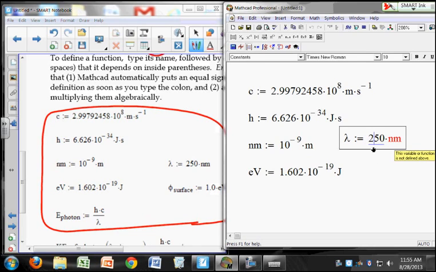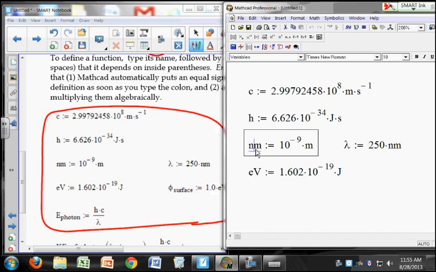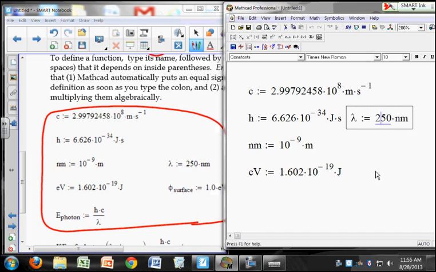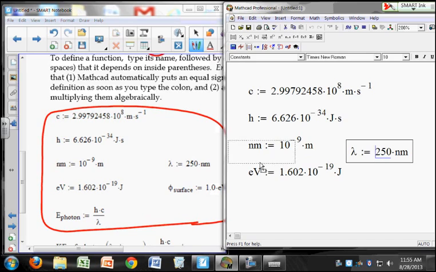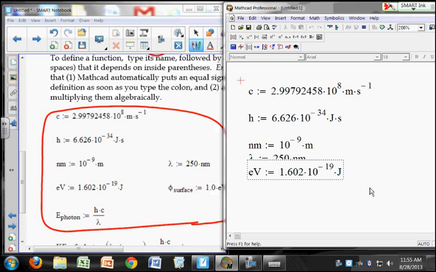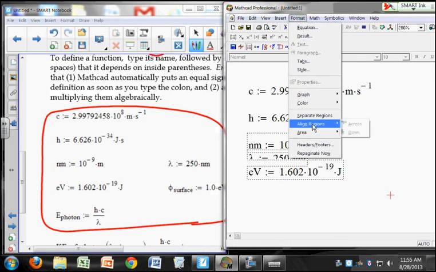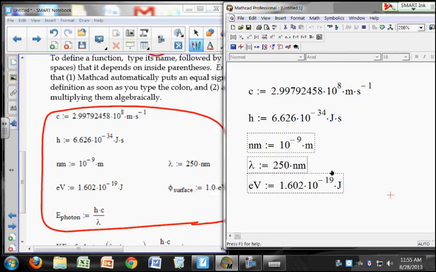So what you can do is drag it below, and you can see Mathcad's okay with that now because nanometers has already been defined. If you move it above, you'll find Mathcad doesn't know what a nanometer is. Now if you want to line things up, let's say I move this one over here. It's all messed up. What you can do is highlight the things that you want to separate. You go to Format, Separate Regions.